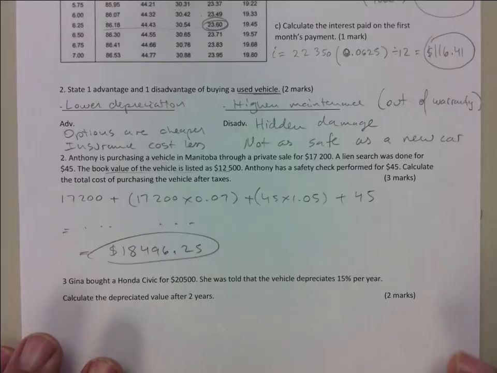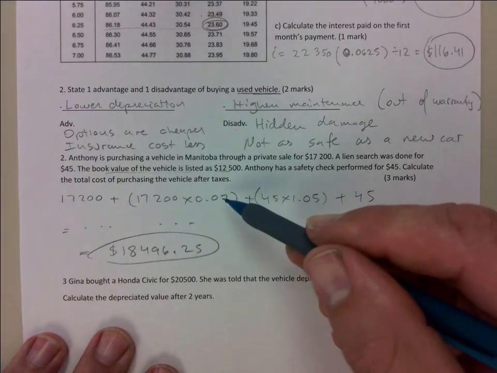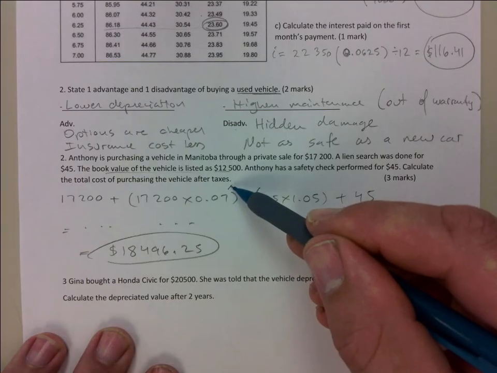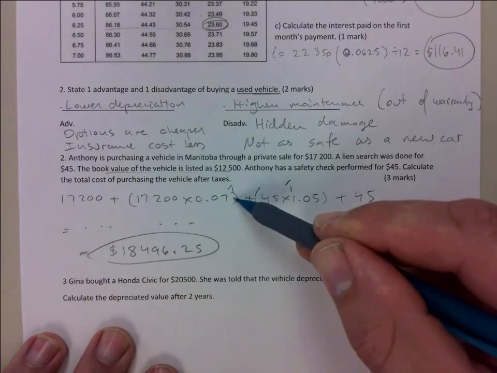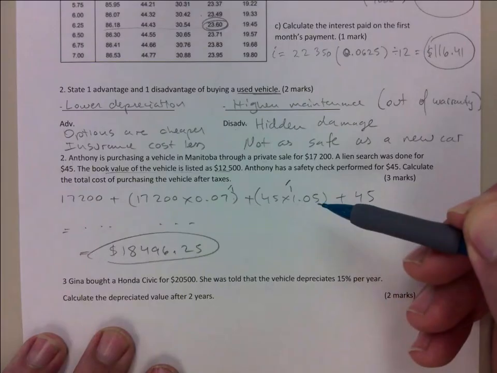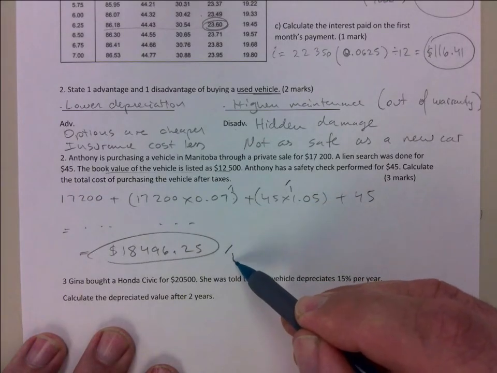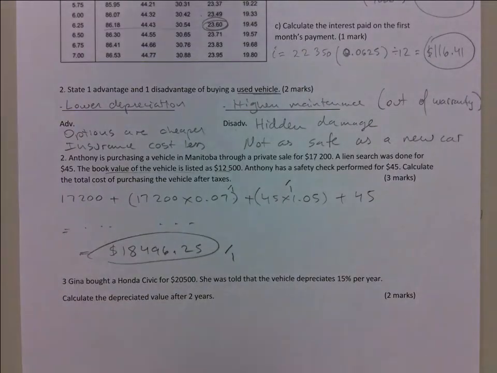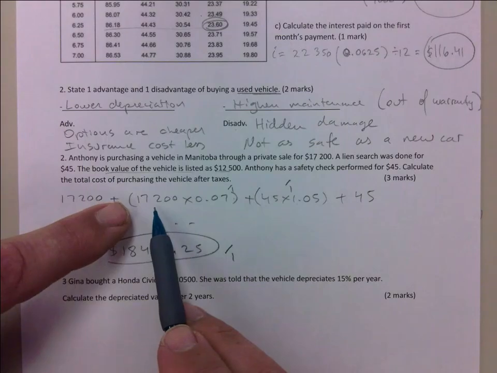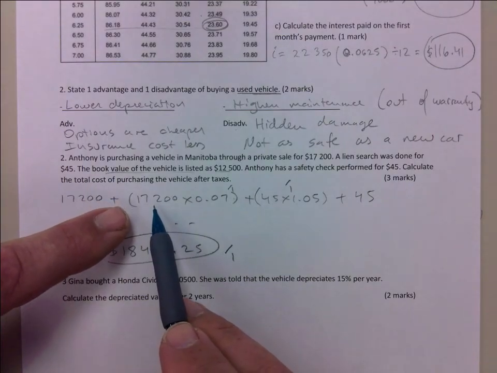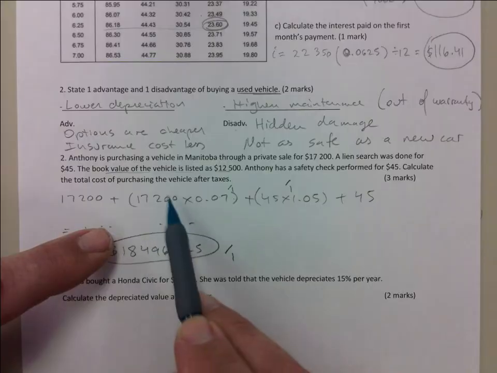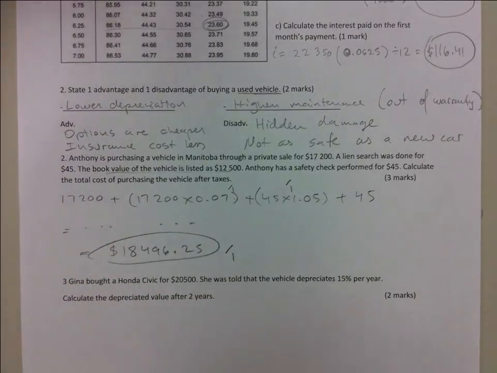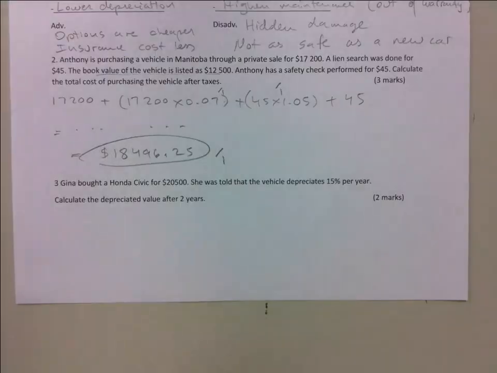Okay. I would give you a mark for calculating the PST and GST correctly, and then I'll give you another mark for actually computing all of this and getting the final correct answer. So if you get the wrong value in here, that's a -1. Like if you put in 12,500 in there, that's automatically a -1.